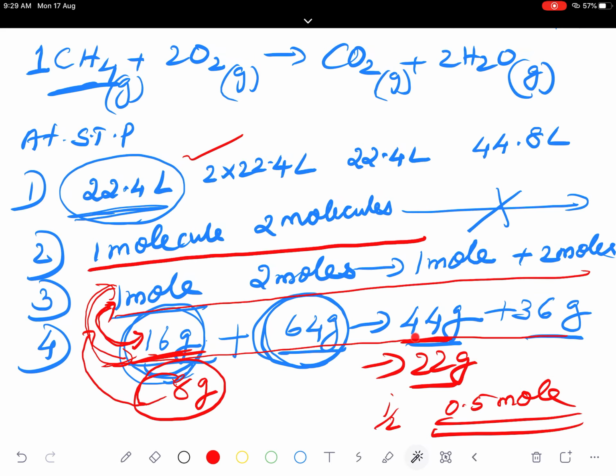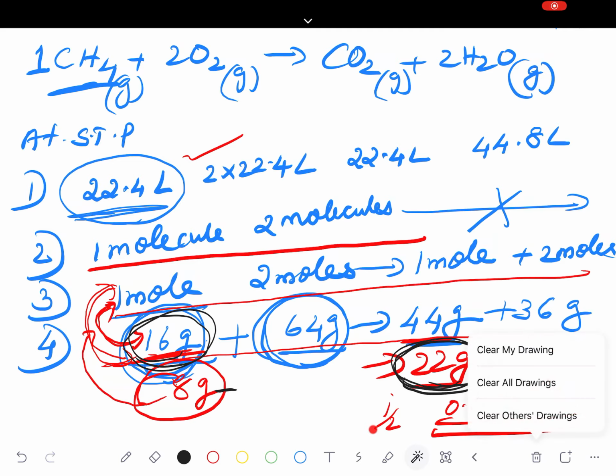So according to the balanced chemical equation, what is the statement? 44 grams of carbon dioxide is given by how much methane? That is 16 grams. This 16 grams is 1 mole. But the question is only for 22 grams, so the amount of methane is only half of that. That is 8 grams. 8 grams means not 1 mole, but half a mole. So by the unitary method, you can do the calculations. Okay, write the next question.